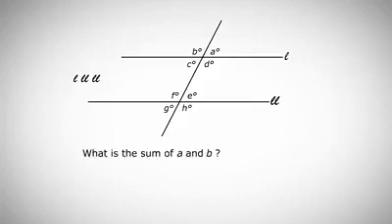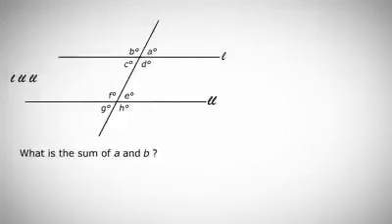First, what is the sum of A plus B? A plus B are adjacent angles, and together they form a straight line. So A plus B is going to equal 180 degrees.